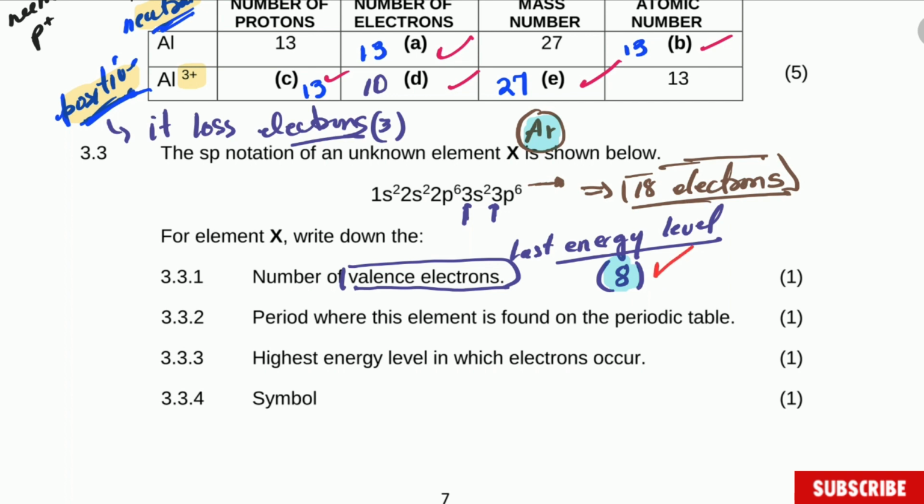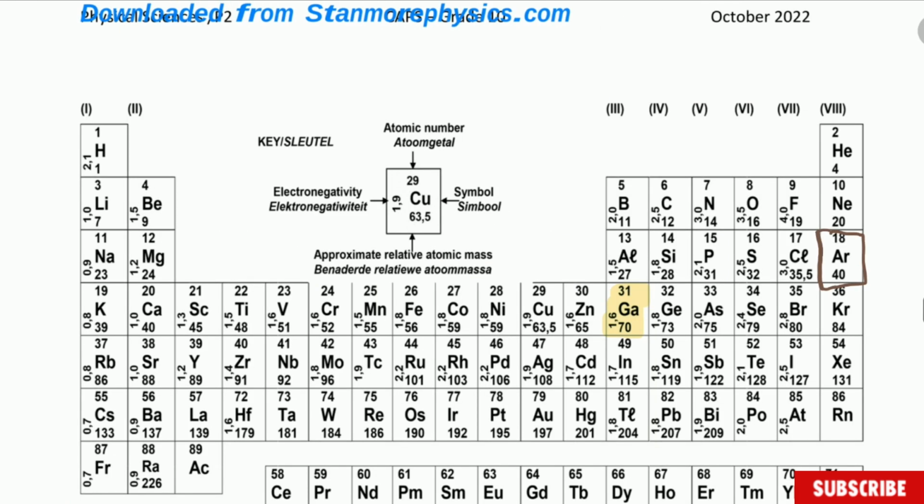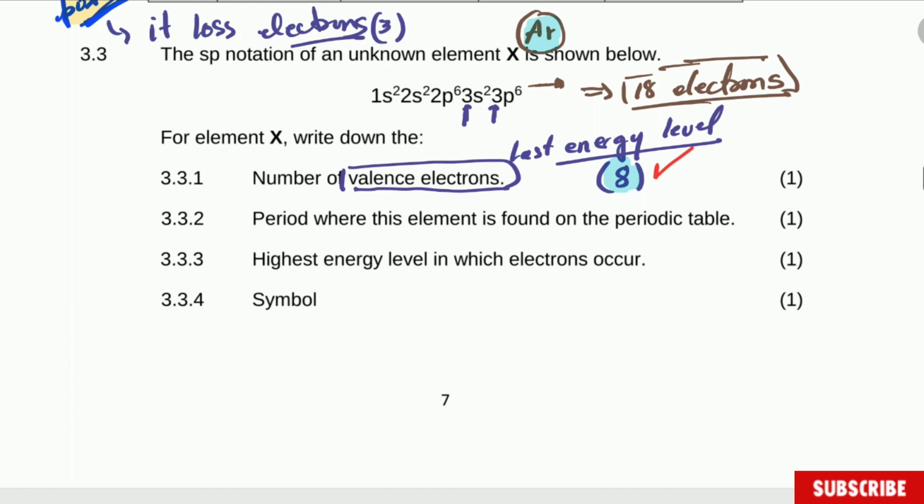Determine the period in which the element is found on the periodic table. Now I showed you it is argon, guys. And argon is in period 3, group 18. So the period is going to be period 3. And if you say period 3, let's write it with words. If you determine the period, you will get 1 mark.